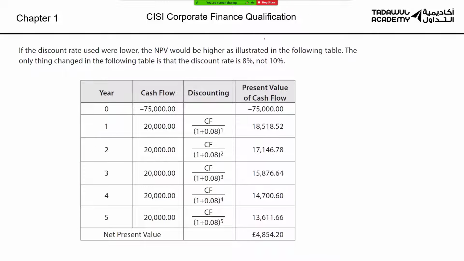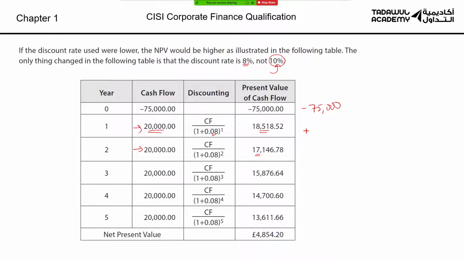However, if the discount rate, let's say, is 8%, not 10%, like in the previous case, the cash flows I get every year are now losing 8% of their value every year. They're no longer losing 10% of their value. So the £20,000 in the first year is going to be valued at 18,000. In the second year, 17. So I'm still going to lose £75,000 at the very beginning, but I'm going to gain in total. Let me just calculate this quickly.